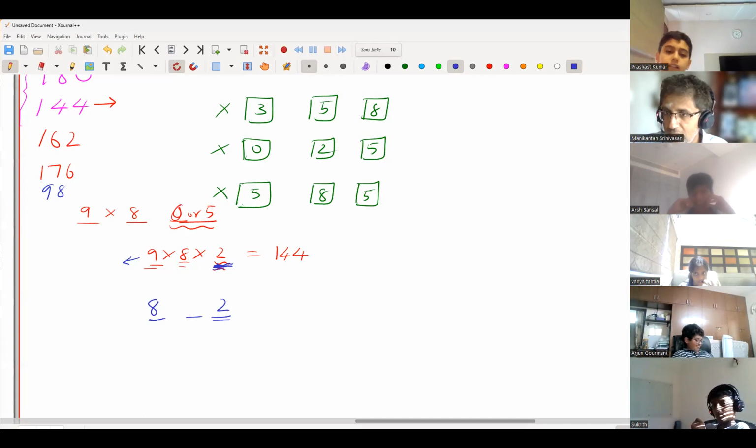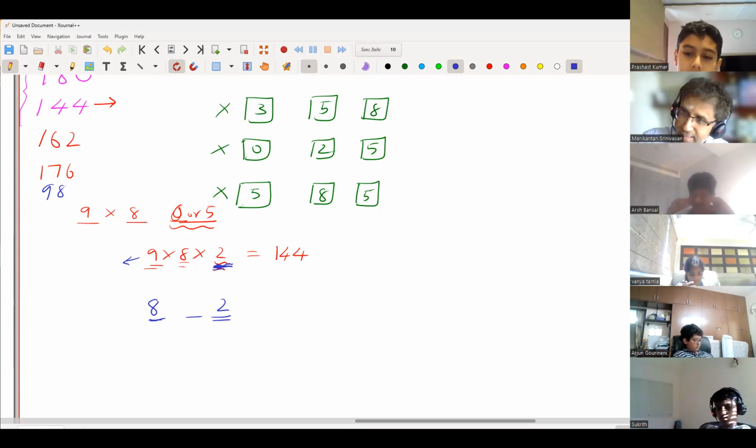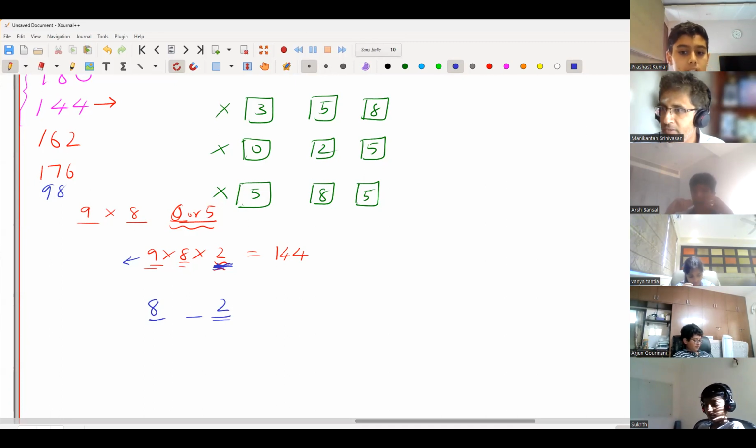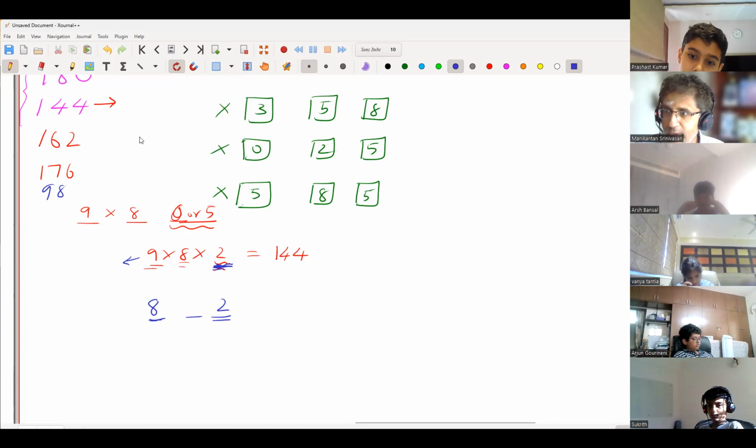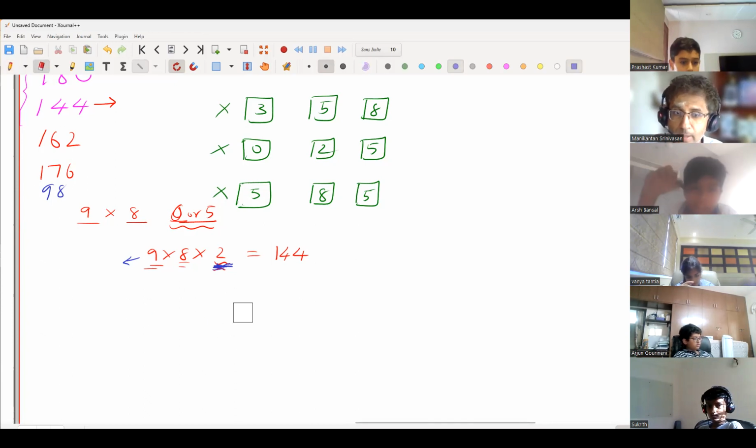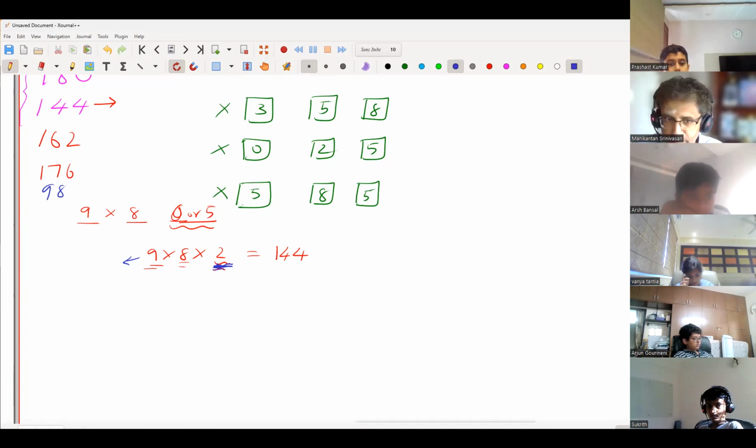Wait, if the last digit is 0, the first digit can be 5 or 6 or 8 or 1. It has 9 choices for the first digit. If the last digit is 5, then the first digit cannot be 0 and it cannot be 5. And therefore, this is where all of you have made a mistake. You have to treat them as two separate cases.